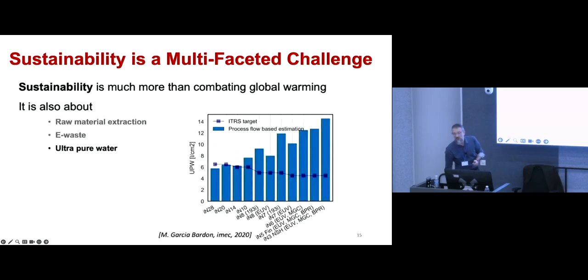What is the ITRS target? That was a projection that ITRS made at some point, but clearly industry is deviating from this target over time. They expected it to go down, but in reality it went up.